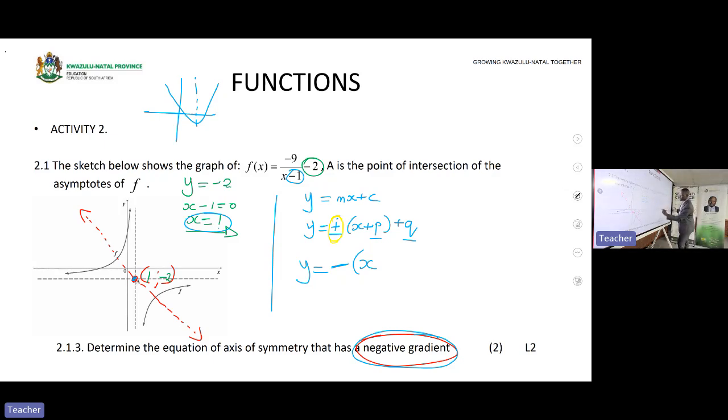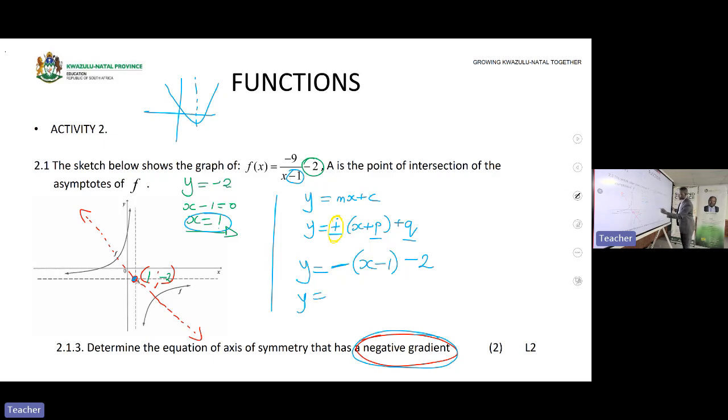So here we are going to say x minus 1, because our P in our equation, you can see that your P is minus 1. So it's going to be x minus 1. Then the Q, it's minus 2. So you just take it as it is from your equation. The value of P was minus 1 and the value of Q was minus 2. And then we are now going to simplify here.